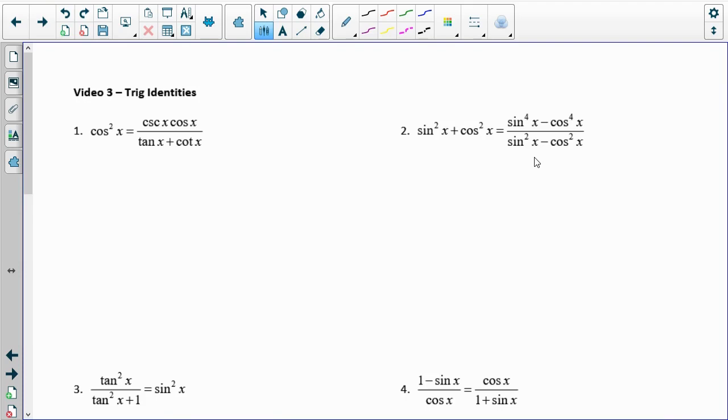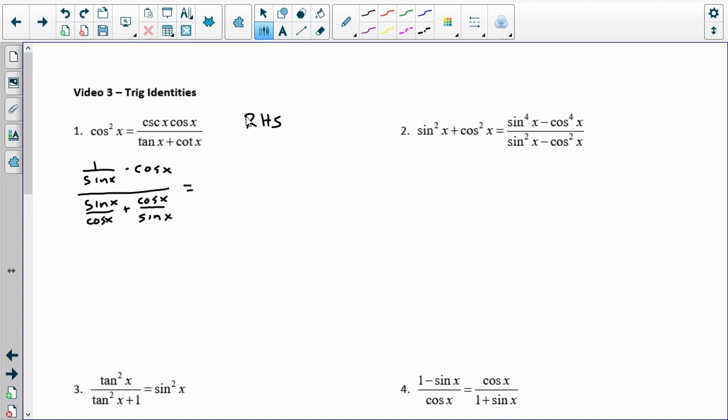If I'm looking at this particular problem, we're actually going to start with the right-hand side on this one. The right-hand side looks a lot more complicated. What we're going to do is change everything to be sines and cosines. So I have 1 over sine times cosine, all over sine over cosine plus cosine over sine.